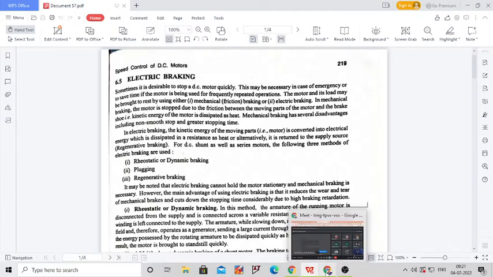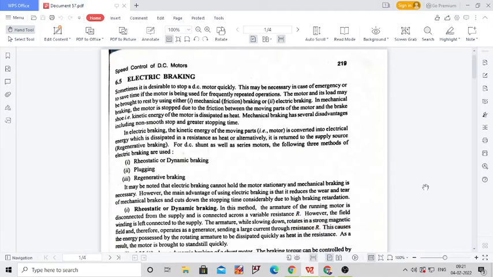Yes, now in this particular lecture, we are going to discuss the electrical braking of a DC motor. Some of the points from this chapter are remaining. One of the points is electrical braking. The next one is testing. In the next two lectures, that is tomorrow, we will discuss the testing part. So let's start with the electrical braking.